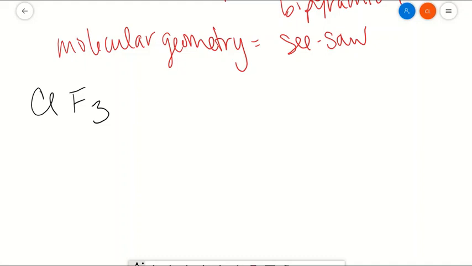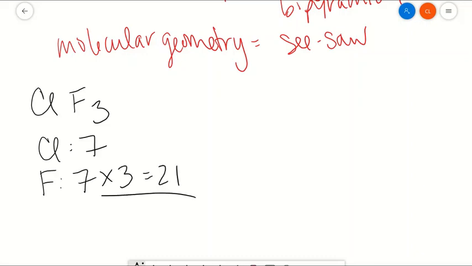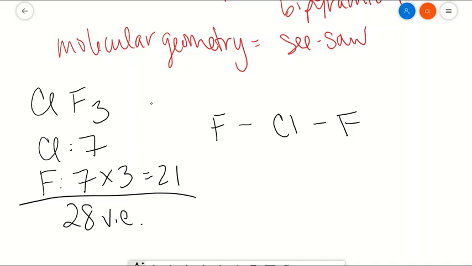Here we have ClF3. Chlorine has 7 valence electrons, and each fluorine has 7 valence electrons. In this case, chlorine is going to be in the middle, and you put the fluorines around it. The central atom, the chlorine, is going to have 2 lone pairs, so you can represent it like this.